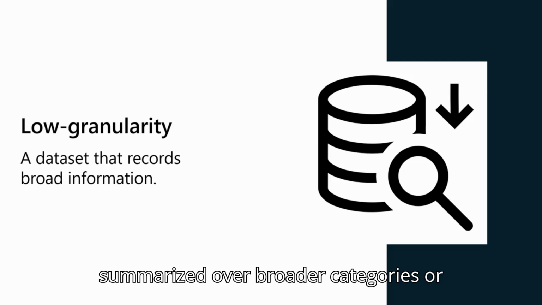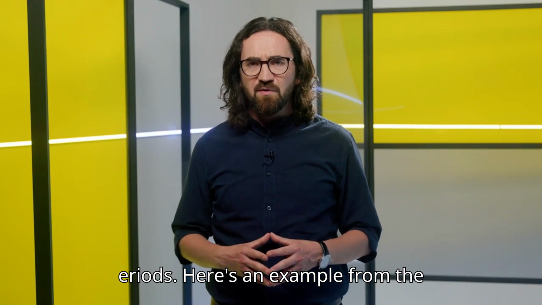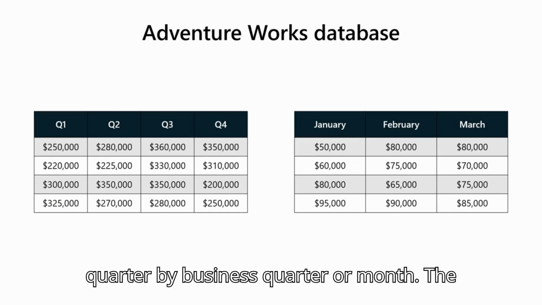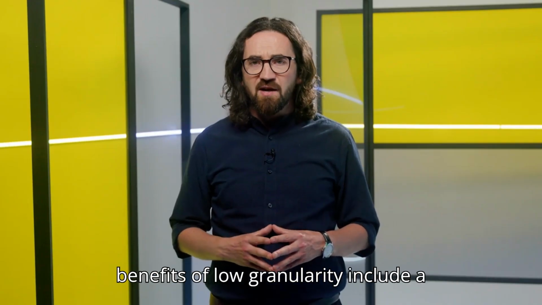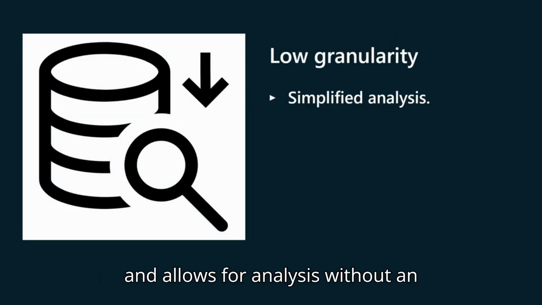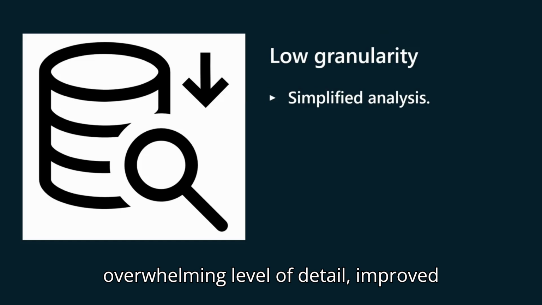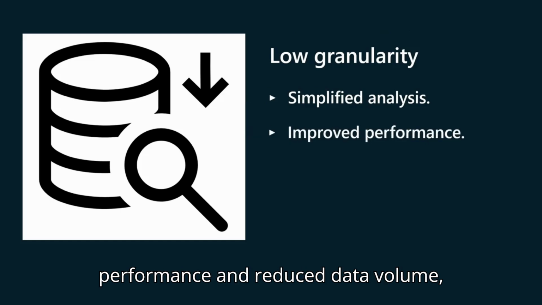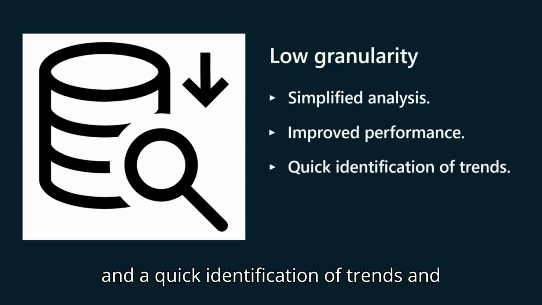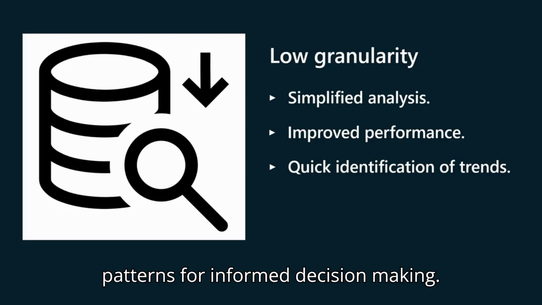Instead, data is summarized over broader categories or periods. Here's an example from the AdventureWorks database. For example, AdventureWorks can explore its sales quarter by business quarter or month. The benefits of low granularity include a simplified view that's easy to understand and allows for analysis without an overwhelming level of detail, improved performance, and reduced data volume, which leads to faster query execution, and a quick identification of trends and patterns for informed decision-making.